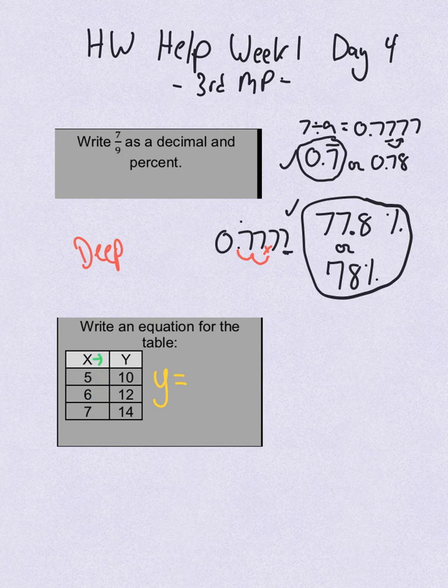So let's try times 2. So 5 times 2 is 10. 6 times 2 is 12. 7 times 2 is 14. So guess what? X times 2 is our rule, which you write as 2x. That is your equation.